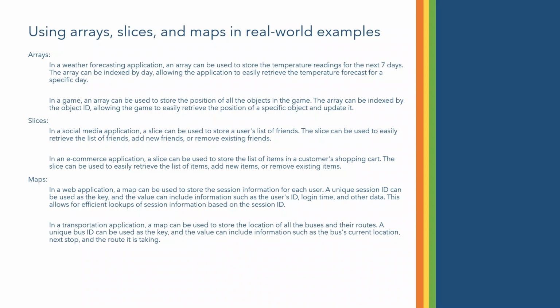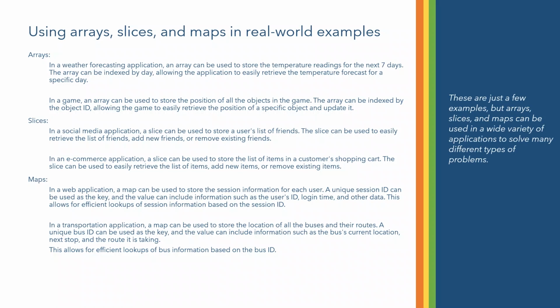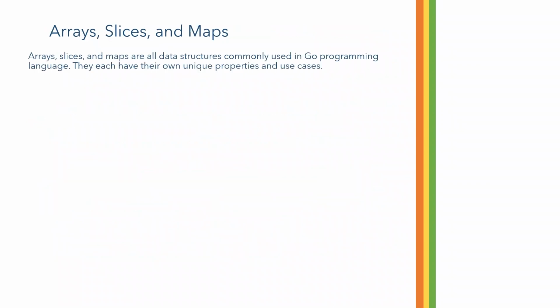Another example is in a transportation application, where a map can be used to store the location of all the buses and their routes. A unique bus ID can be used as the key, and the value can include information such as the bus's current location, next stop, and the route it is taking. This allows for efficient lookup of bus information based on the bus ID. These are just a few examples, but arrays, slices, and maps can be used in a wide variety of applications to solve many different types of problems.